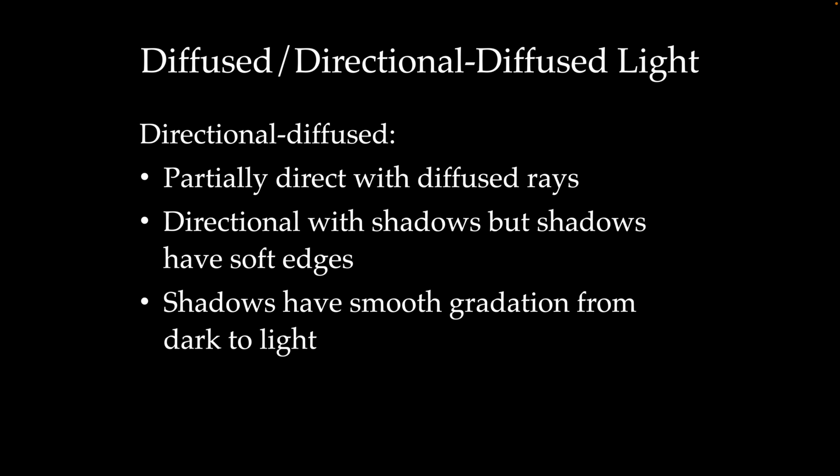Directional diffused light is partially direct with diffused rays. So it's coming from a direction, but it has diffused rays, which will give it shadows with soft edges. The shadows have a smooth gradation from dark to light.